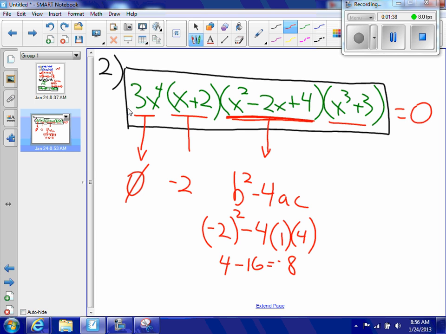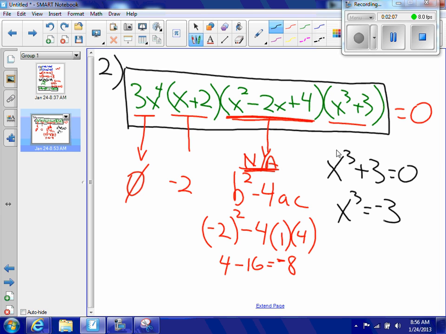So I know that because it's a negative number, I am not going to have any real solutions to this quadratic. So this one here, there is no answer to that. There is no 0 associated with that term. It is not real. This one here, though, x cubed plus 3, let's set it equal to 0. So I have x cubed plus 3 is equal to 0. X cubed is equal to -3.